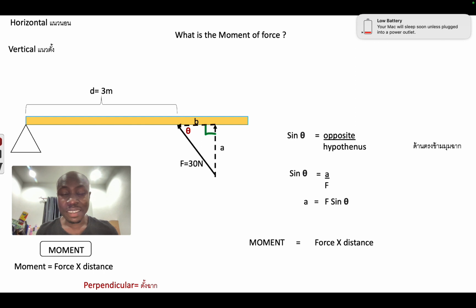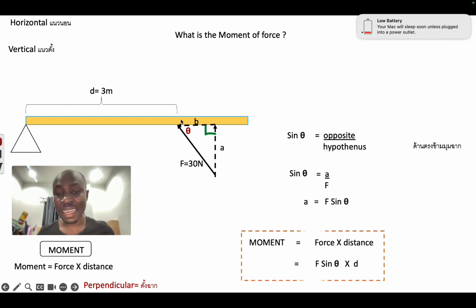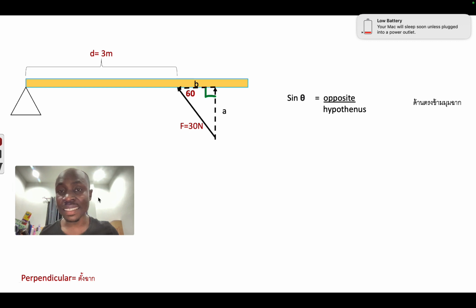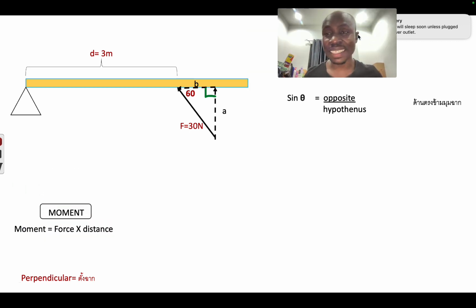Now we can go back to our formula. Moment is force times distance. So what is our force? It is not the F, because F is what? Not perpendicular. It is the A. So A is what? F sine theta times the distance, which is what? 3. So let's look at another example. So this will be our formula now, right? F sine theta times D, which is 3. Let's look at this example to help us understand.